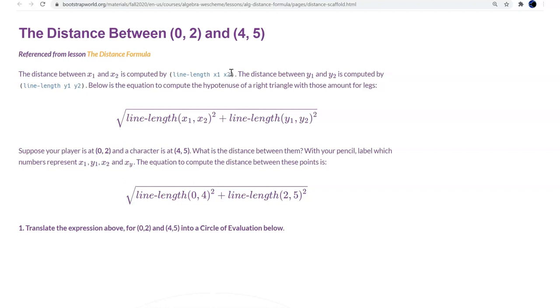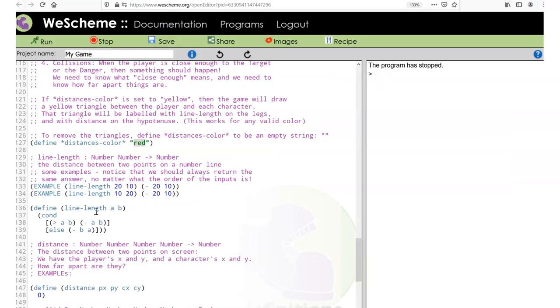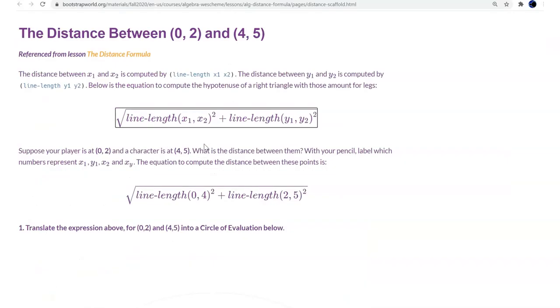So we already have something that gives the distance between two points, right? We already have one that gets the distance between two x's or two y's. Remember, our line length function here doesn't care whether you're an x or a y. As long as you're in one dimension, it's going to give the distance. So we can use that in our formula.